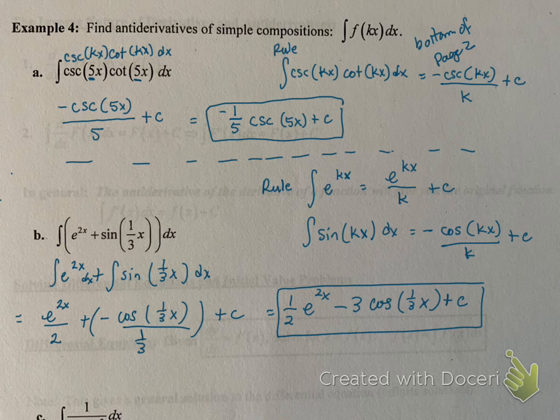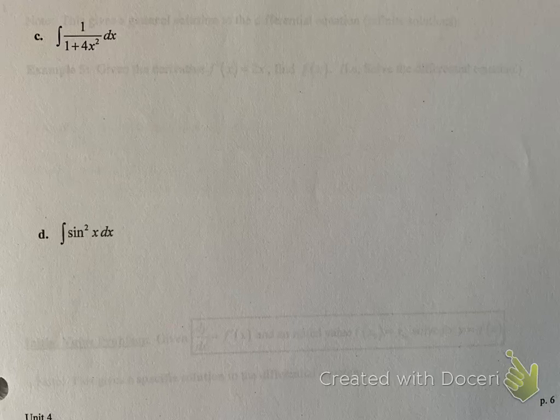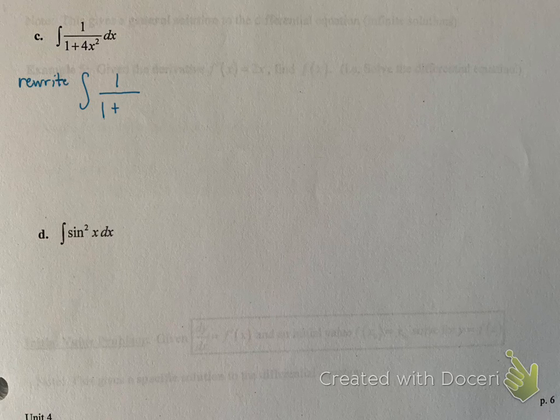Okay? All right, let's look at part C. Part C has 1 over 1 plus 4x squared. Now listen, if I look up the rules, it doesn't really look right to me, right? But we can rewrite this so it does look like one of the rules. I can rewrite this as the integration of 1 over 1 plus, and I notice that 4x squared is a perfect square. So 4 is a perfect square because it's 2 times 2. And x is a perfect square because it's x times x.